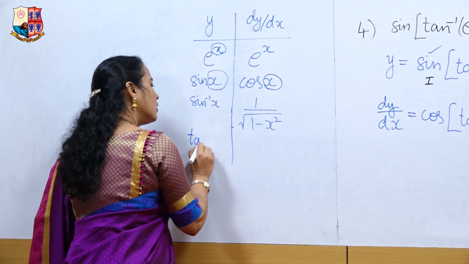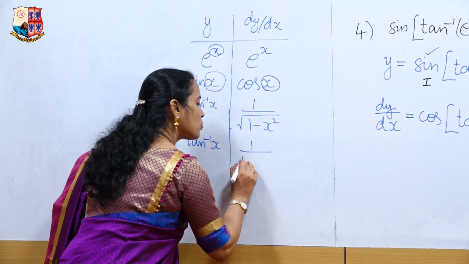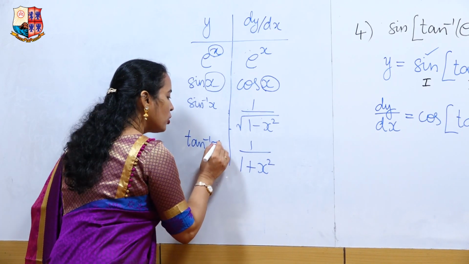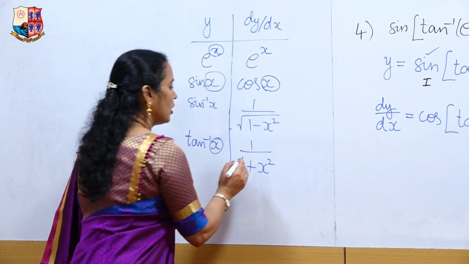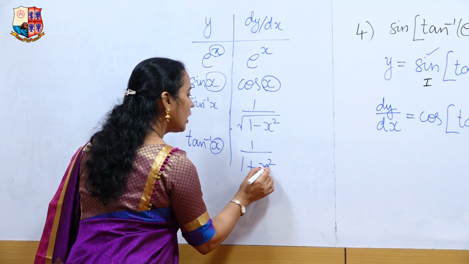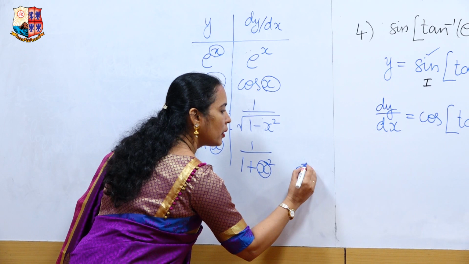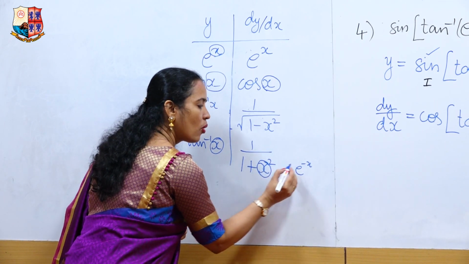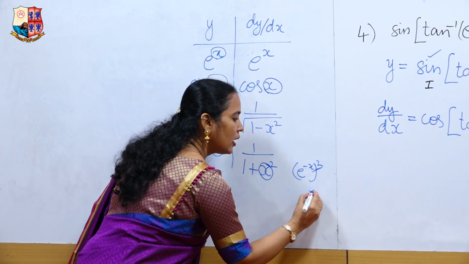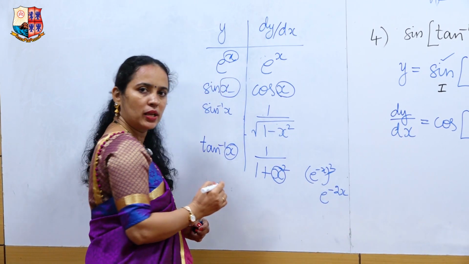So recall the tan inverse x formula. Derivative of tan inverse x is 1 by 1 plus x square. Now what do you have in the place of x? You have e to the power minus x. So that means in the place of x you will write e to the power minus x, and then you have whole square. Multiply the powers, so you will be getting e to the power minus x into 2, which is minus 2x.